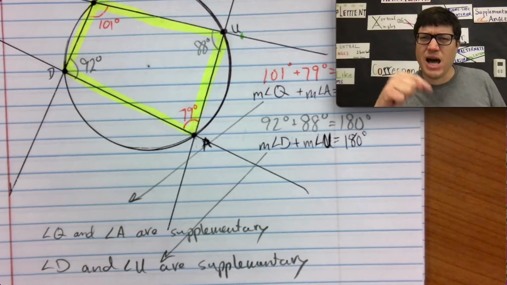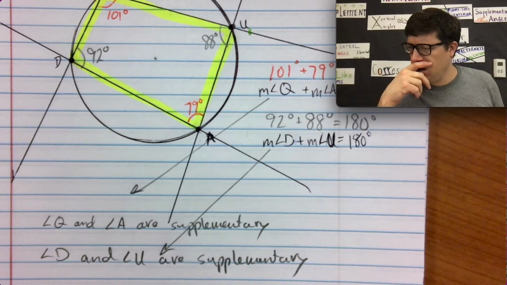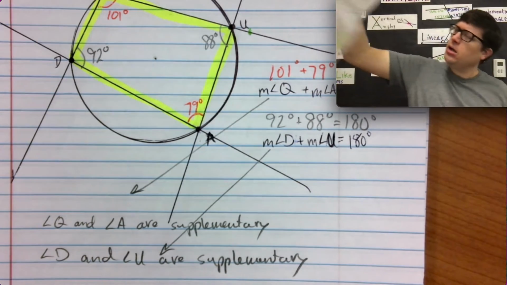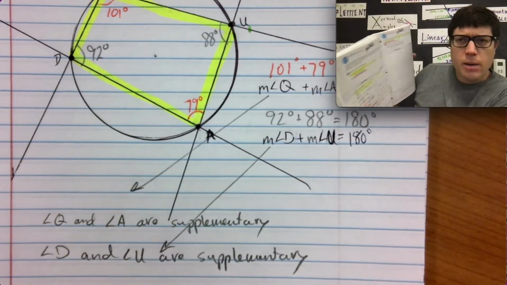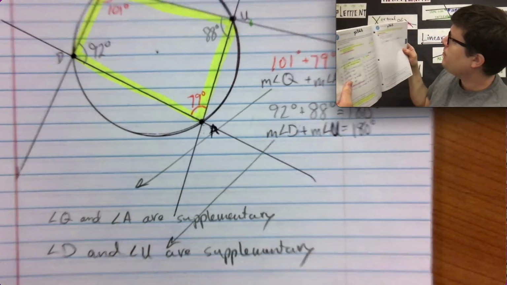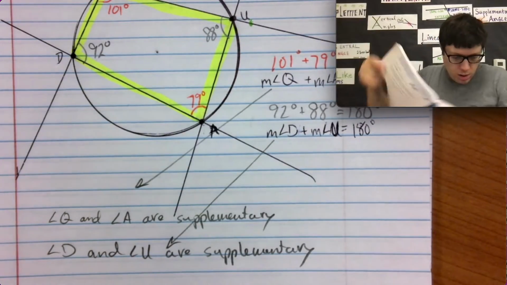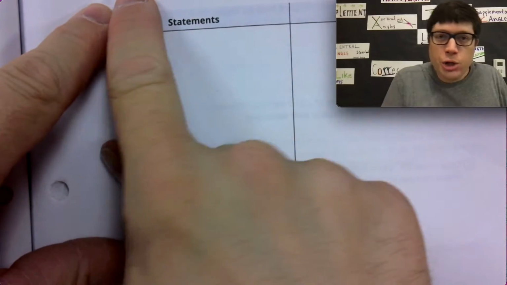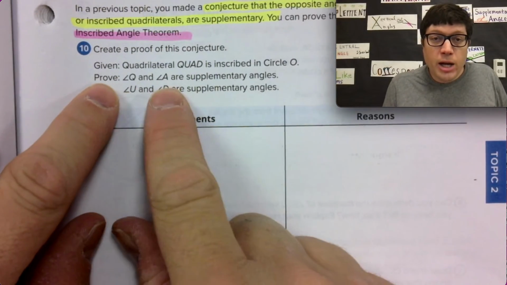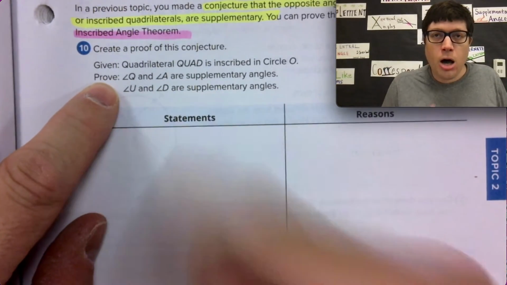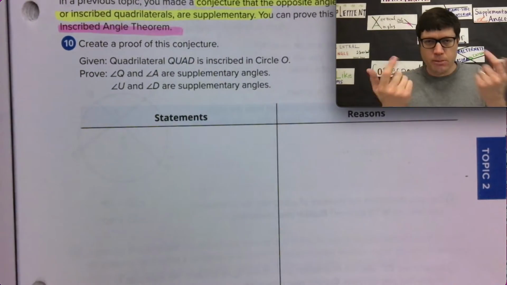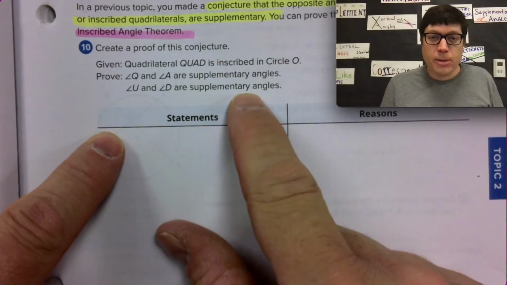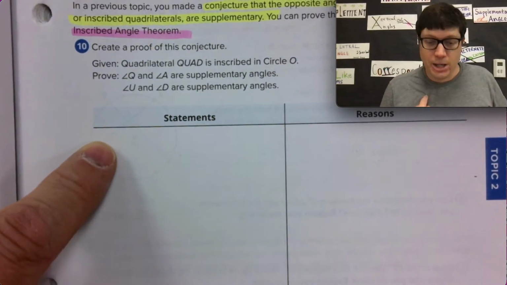Where have I seen that before? There was something in the book, oh my paper's dropping. My paper's out of the book. There was something in the book that said, oh my gosh, it's the proof. Look at this, right here. Angle Q and angle A are supplementary angles. I've said that on my notes. Angle U and angle D, I guess I switched them, but angle U and angle D are supplementary angles. That's also on my notes.